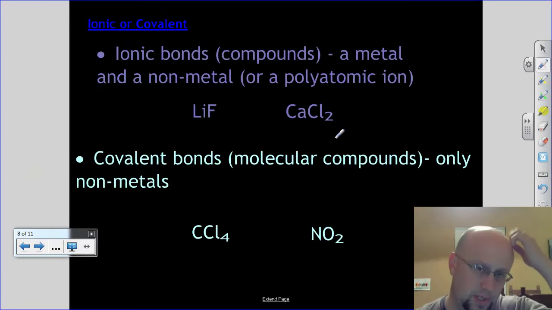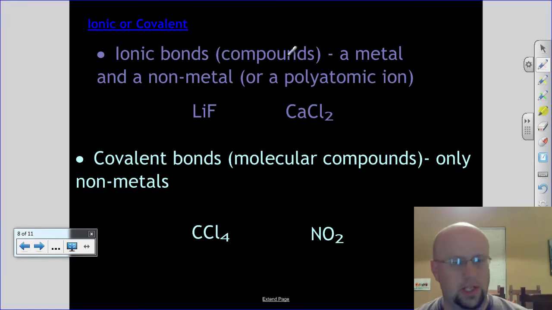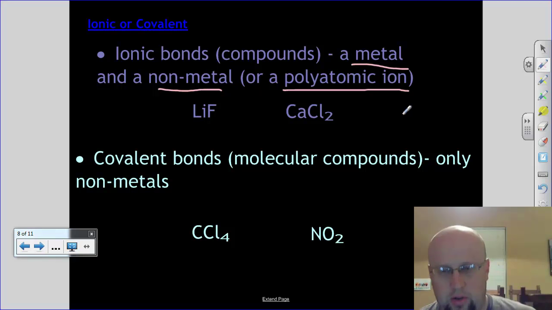Well, here's the way it works. An ionic compound, or ionic bonds, exist in compounds where you have a metal and a nonmetal, or a polyatomic ion. And we'll talk here in a little bit about what polyatomic ions are. But here's the big kicker. If it has a metal, it's always ionic. Now, the question then becomes, how do you know if it has a metal or not?